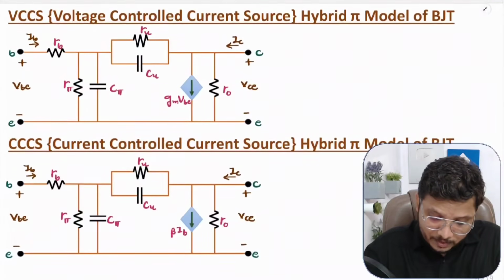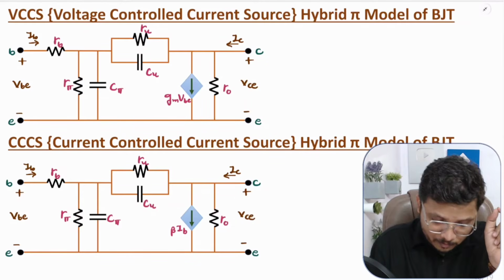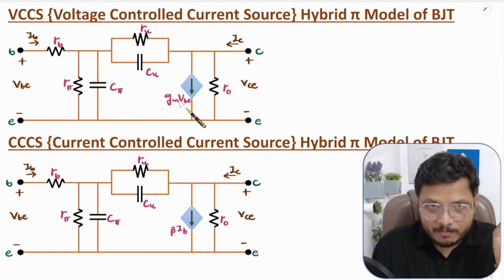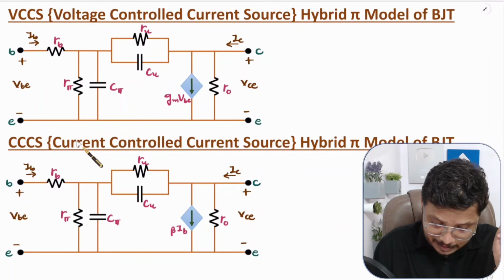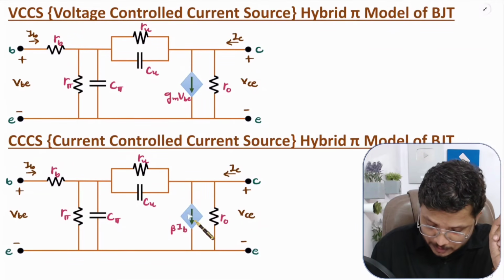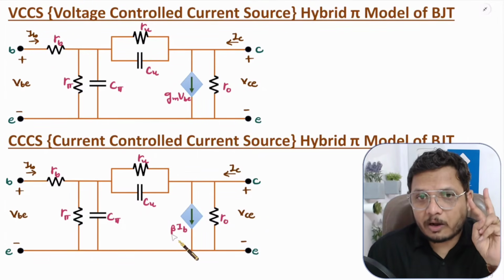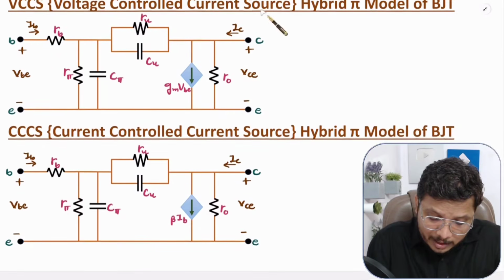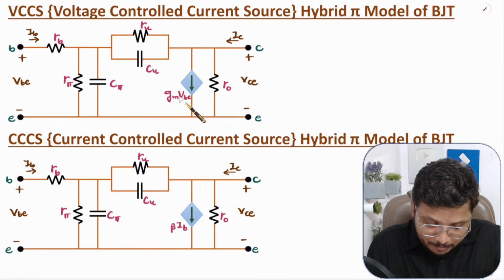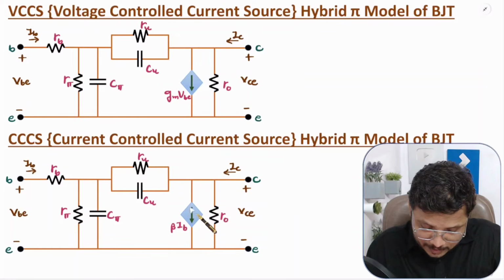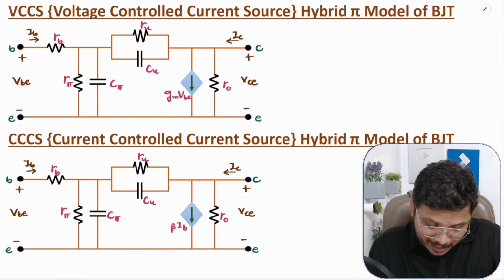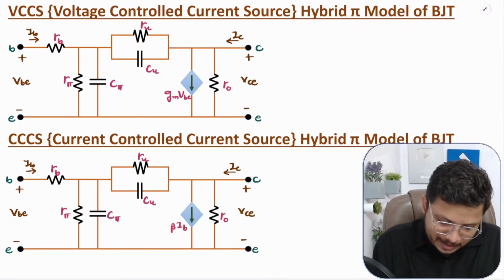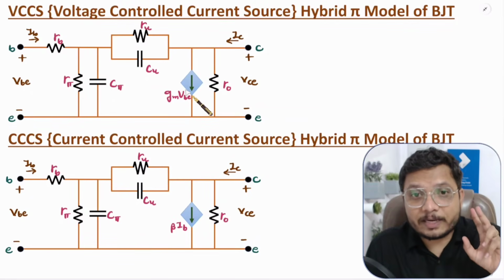With the high frequency hybrid Pi model, there are two versions. One version is the VCCS, voltage controlled current source hybrid Pi model, in which this current source is GM VBE. The second version is the CCCS, current controlled current source, where this current source is beta IB. So there are two versions of the hybrid pi model with high frequency. One is based on a voltage controlled current source, where the current source value is VBE into GM. And the second is the CCCS, where the current source is controlled by the current IB, that is beta IB over here, right. That is how two different models are there. Generally we use this model, but there can be another version of it also.